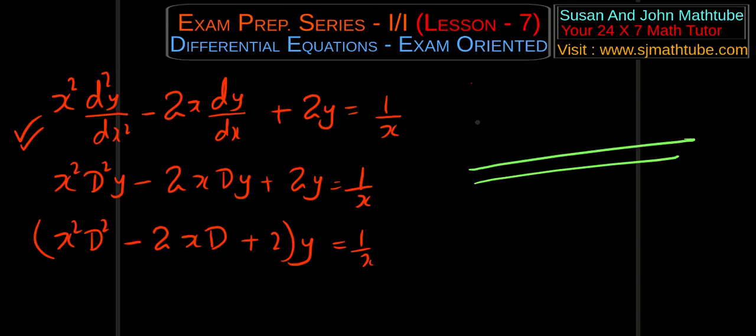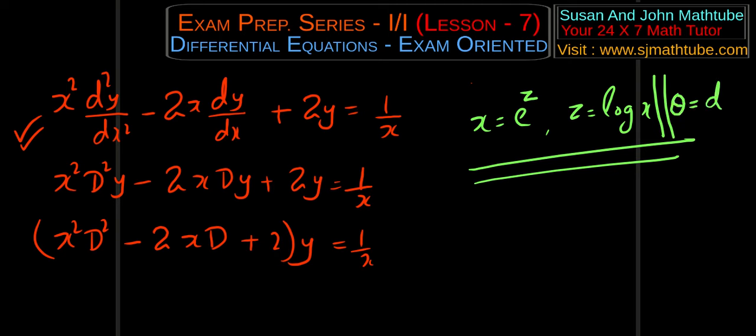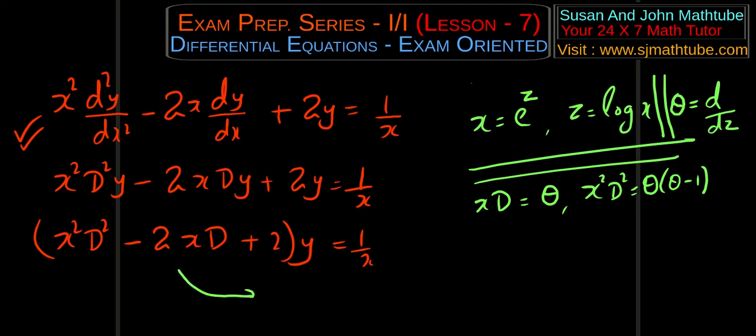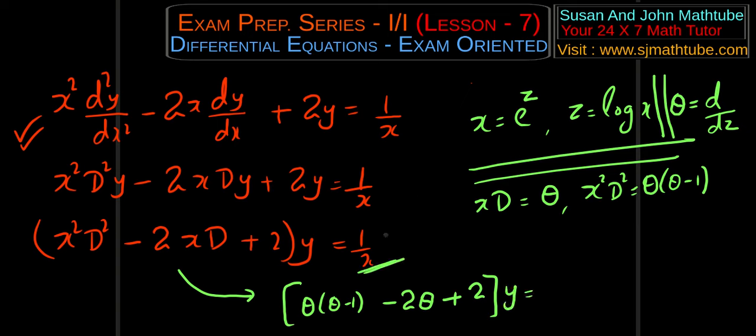In every Euler's problem, for the right side, the substitution is x = e^z, z = ln x or log x, and then we put theta or delta or D' to be d/dz. And for the left hand side, x D will be replaced with theta, x² D² will be replaced with theta(theta − 1). So we end up with theta(theta − 1) − 2 theta + 2 of y = 1/x. That means 1 by e^z, and that will be e^(−z).